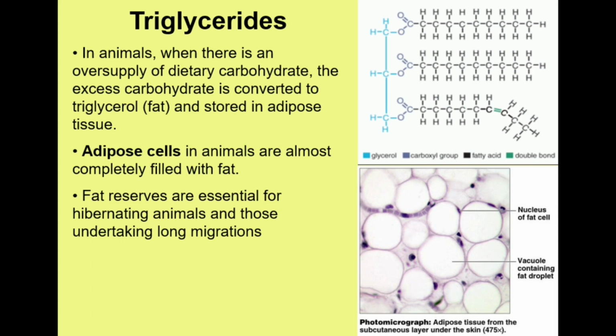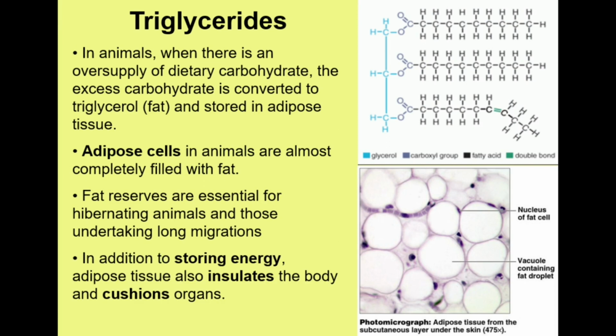So the build-up of these triglycerides is really important for energy storage. But it also has other roles. This adipose tissue is not just for storing energy, but it also provides insulation, and it cushions the organs. Most animals will develop a small amount of fat around certain organs, like the kidneys and even the heart. This can provide some cushioning for them.